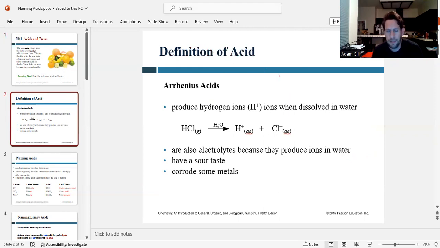Well, the first scientist who ever described acids was named Arrhenius. So this is the Arrhenius definition. An acid is anything that produces hydrogen ions, H plus, when they're dissolved in water. So here's an example of an acid. HCl, when you mix it with water, dissociates and gives H plus and chloride. And so because it gives off H plus, we define it as an acid. And since the acid gives off ions, it's technically also an electrolyte. So acids give off hydrogen, they have a sour taste, and they are corrosive to certain metals.